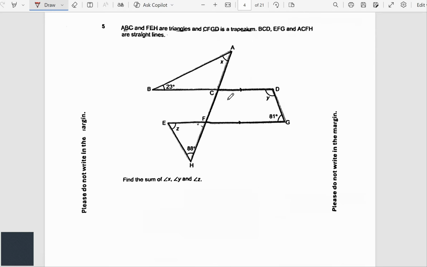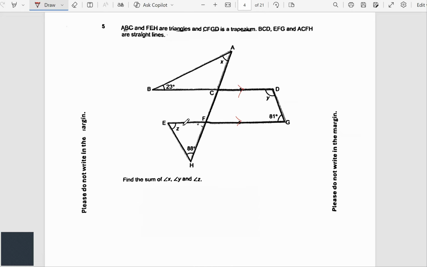Question 5. A, B, C, and F, E, H are triangles. CFGD is a trapezium. So for trapezium means you have one pair of parallel lines. CFGD. So okay, I'm not sure if this is originally marked, but you should have a pair of parallel lines here. And then you have all the straight lines. Okay, find the sum. We're finding the sum of X, Y, and Z.